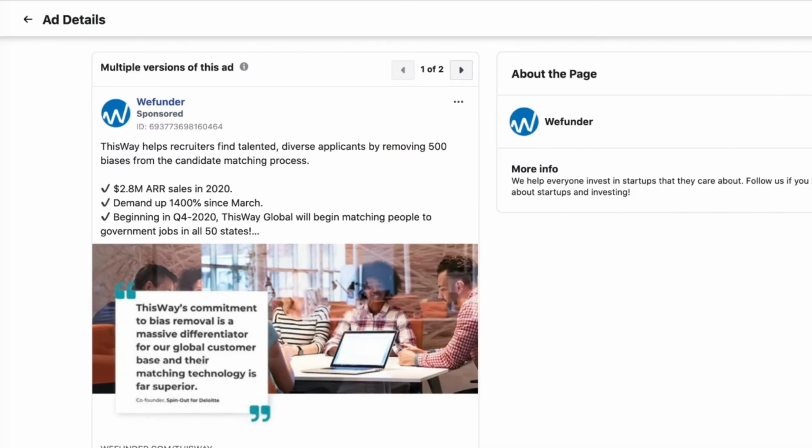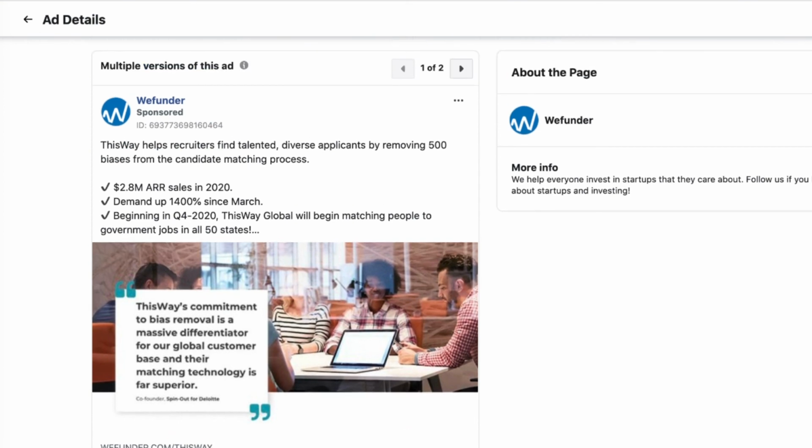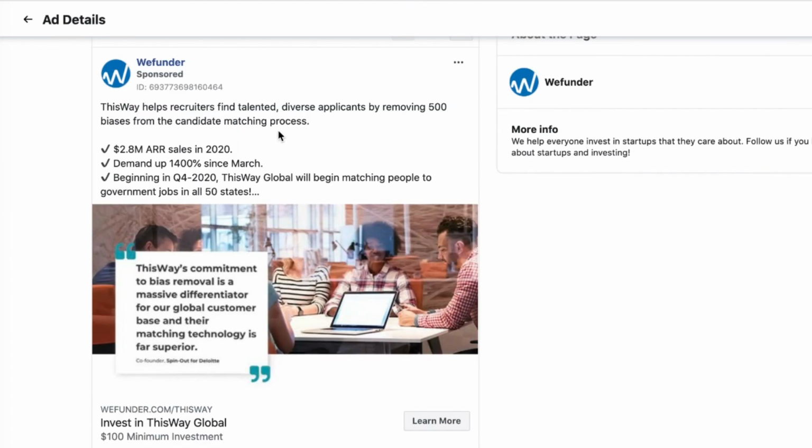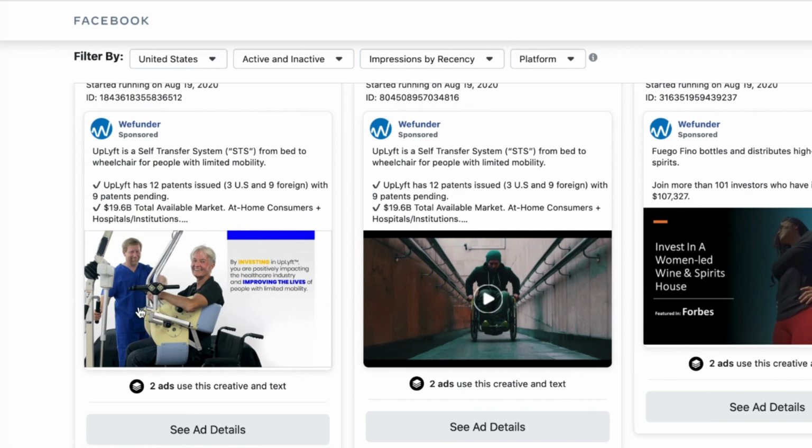We can also go more in depth into the actual ad detail. We could click learn more and see what landing page that's going to. We can look at the different versions if there are multiple versions of this ad. If we go back, we can see some of the other projects and how they're doing the verbiage, how they're doing the copywriting. So this is incredible data and a great resource, right?